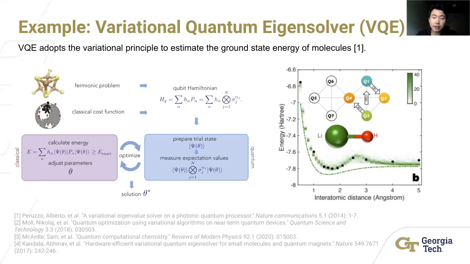On the right-hand side are the experiment results. People have done these experiments on this molecule. And the ultimate goal is to reach chemical accuracy, which I think in this experiment is not good enough because they didn't have error mitigation at that time, I think.